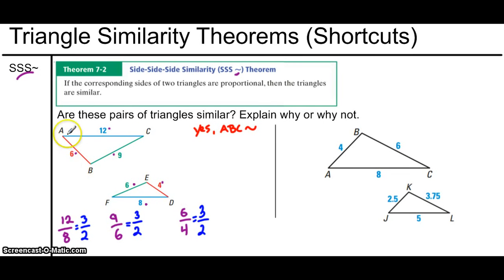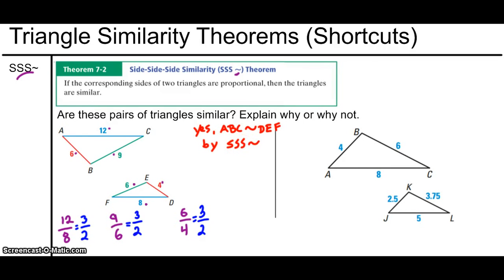A to B is this red, 6, so D must be D, E, F. And my explanation is by the side similarity theorem. And I can abbreviate it like that, SSS, that little squiggle.